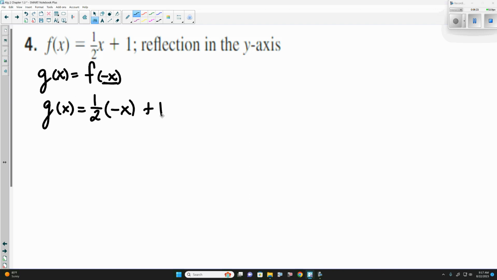But yes, if I just do this one step at a time, in this case we will have to multiply the 1/2 and negative x together to simplify those parentheses, which would indeed give us negative 1/2 x plus 1.